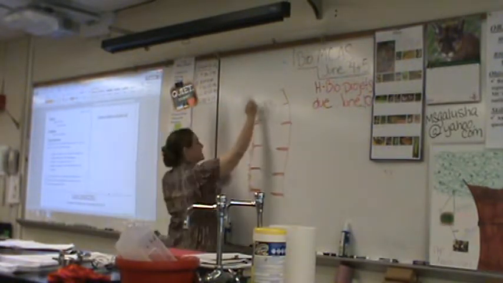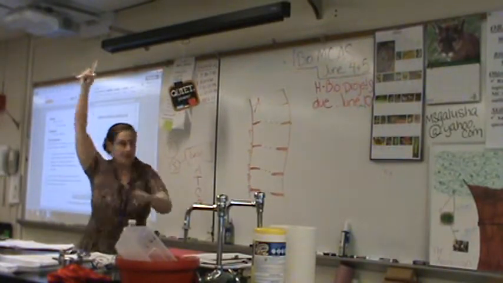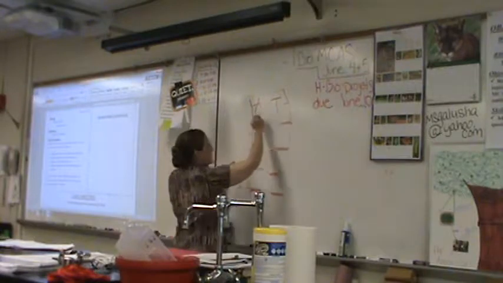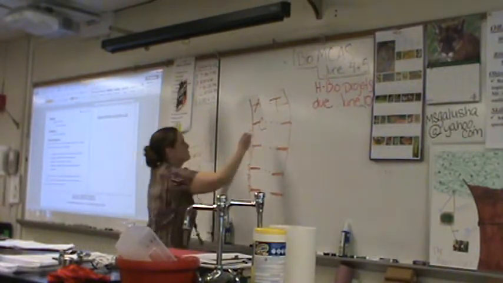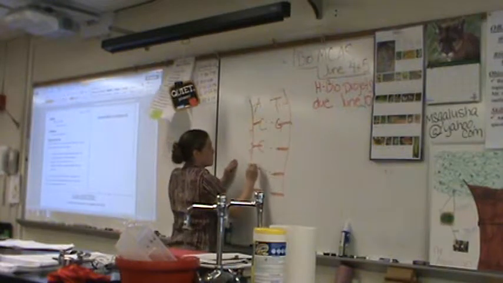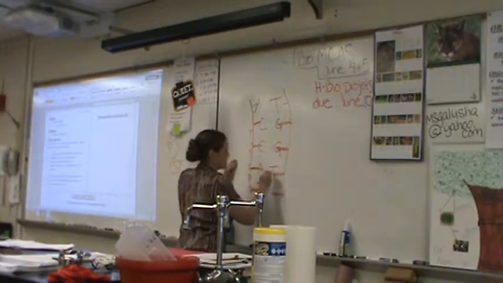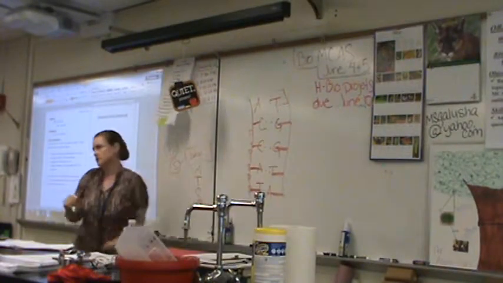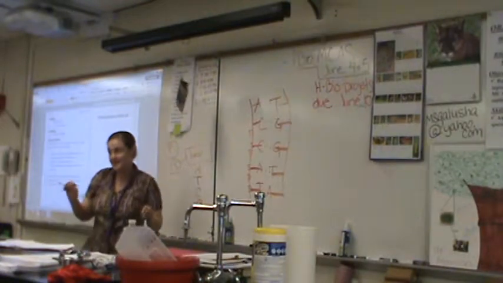If I have adenine here, what does it always bond to? Raise your hand. It is always with thymine. If I have a cytosine, what is it always bonded to? Guanine. All right, so if I fill in some more of this sequence, you can tell me what the complementary strand is. Beautiful.